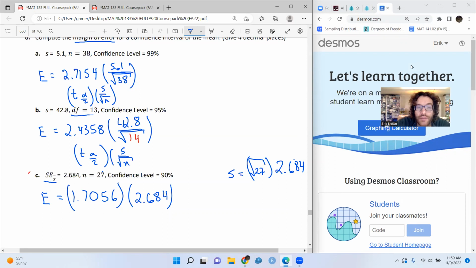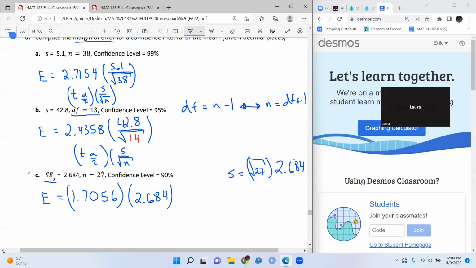You're given degrees of freedom. Degrees of freedom is n minus 1. If we want to solve that for n, we add 1 to both sides, and you get n is the degrees of freedom plus 1. So it would be n equals 14. That's it. Oh my God. That's going to happen here and there. There are going to be little problems like that.